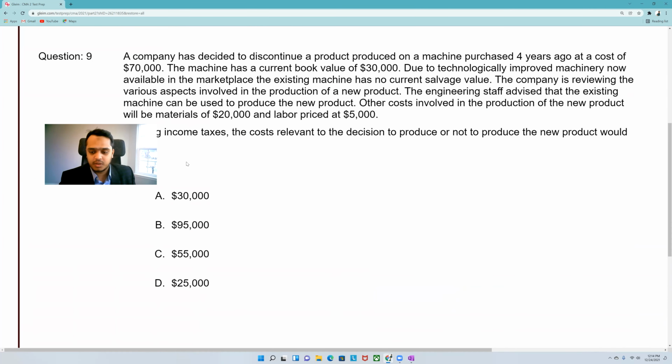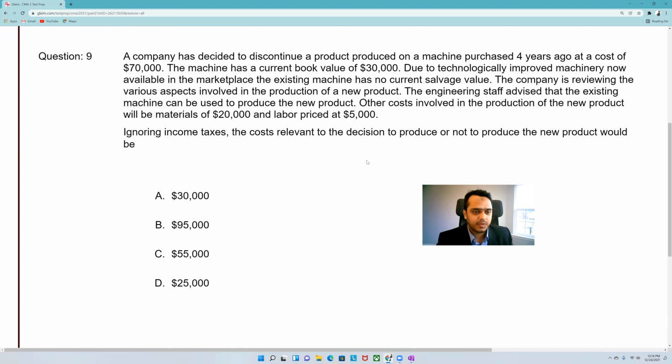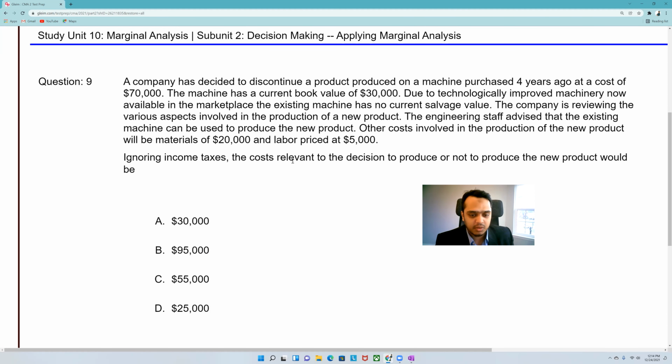Okay, another good question here. Ignore income taxes. The cost relevant to the decision to produce or not to produce the new product would be. So this is talking about what is the relevant cost. The company had decided to discontinue a product purchased 4 years ago at a cost of 70,000. 70,000 4 years ago, sunk cost. Machine has a current book value of 30,000. Due to technologically improved machinery now available in the marketplace, the existing machine has no salvage value. So that 30,000 book value is also gone.